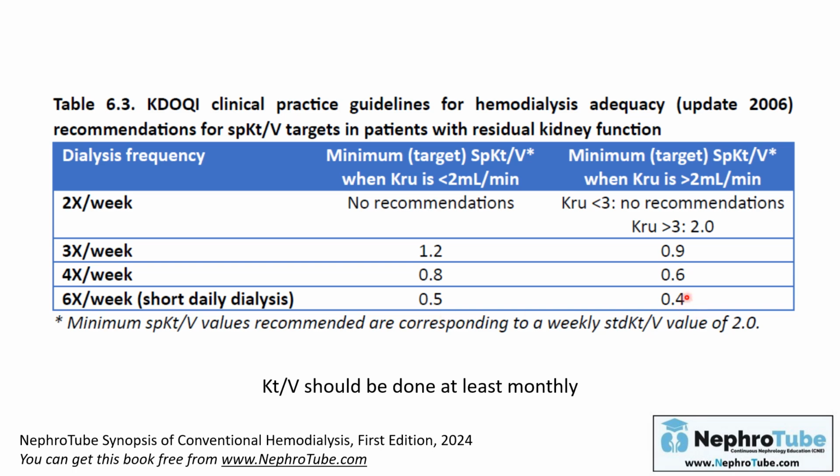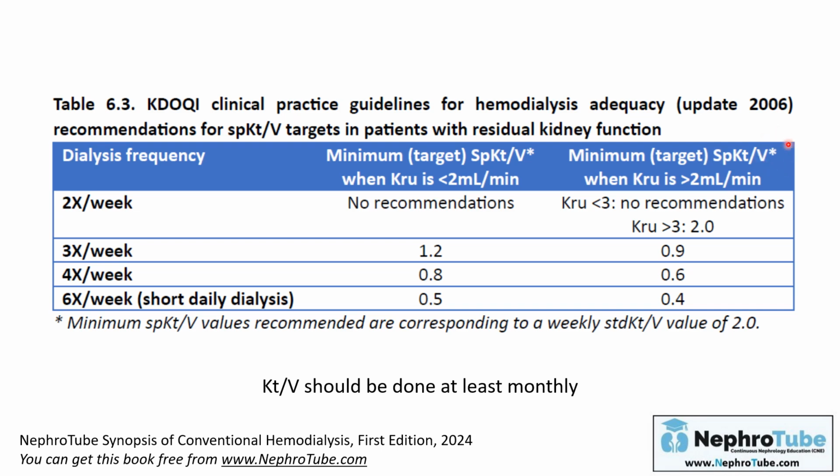week 0.5, 0.4. You will find always, if the patient has high residual kidney function, the recommended single pool Kt over V of the dialysis is lower than if the residual kidney function is lower. Let's see here 1.2, 0.9. This is lower than this, and this lower than this. Why? Because the patient here has a good residual kidney function, which will compensate the hemodialysis.